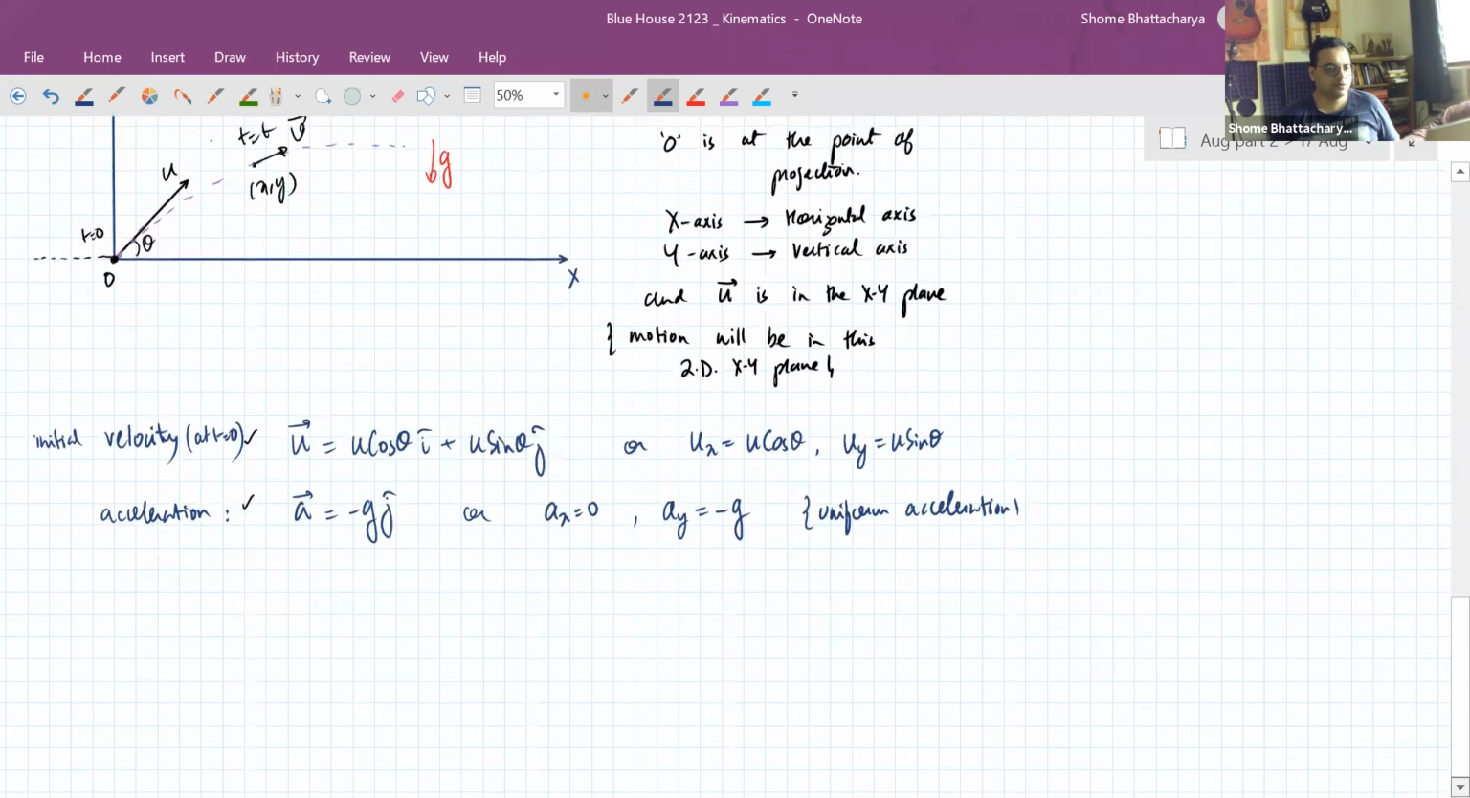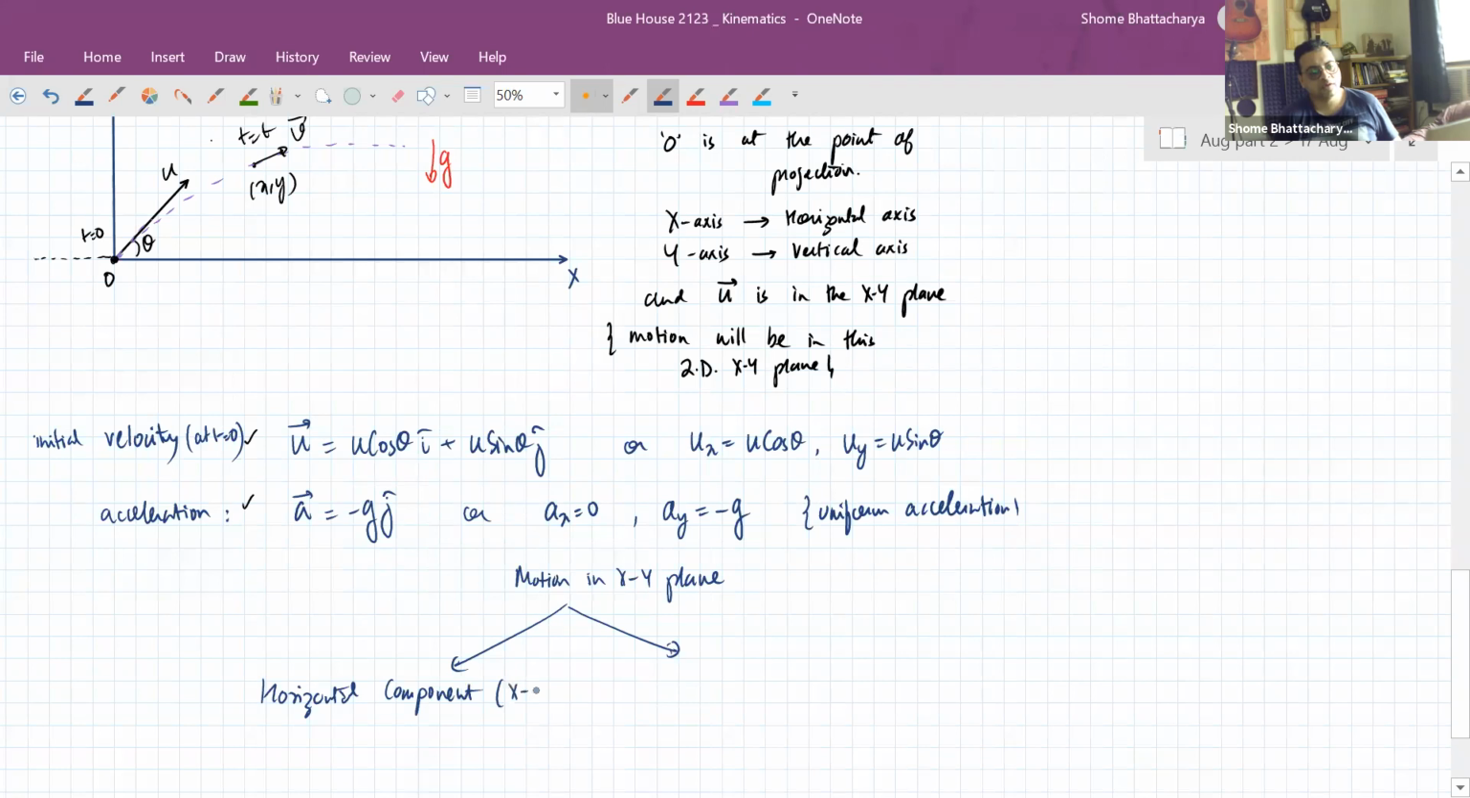Okay, so from this point onwards, to understand the motion better, what we do is we divide the motion into two components: the horizontal component, or x-axis, and the vertical component, that is the motion along the y-axis.